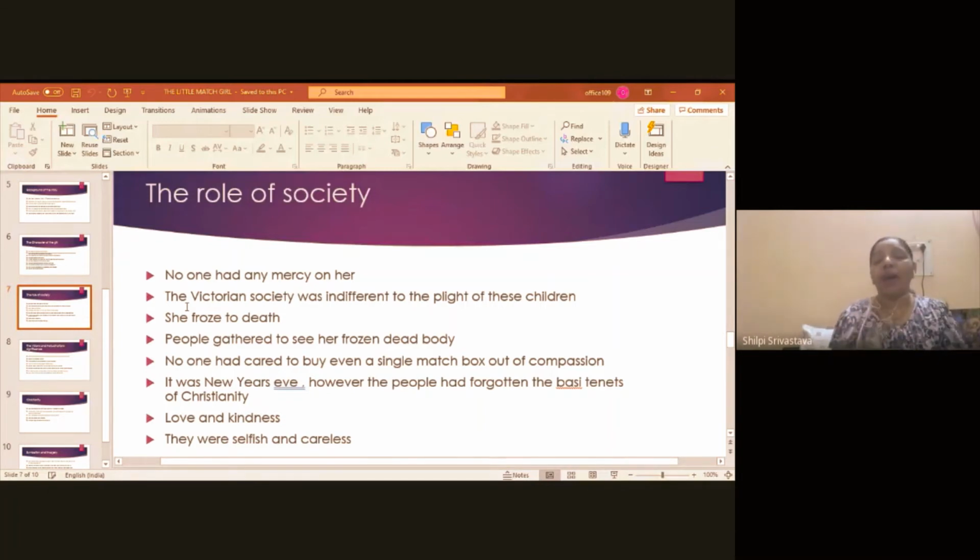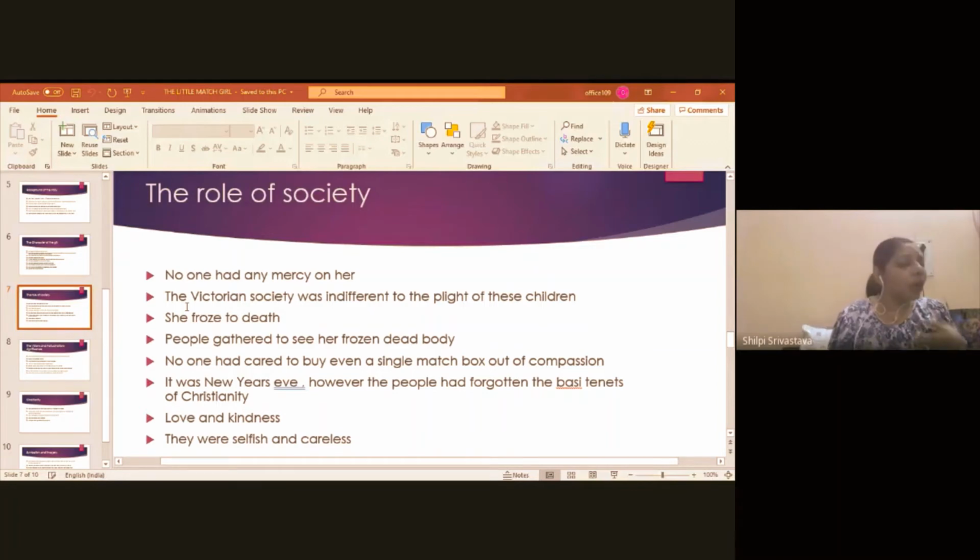So somebody remarks that the girl, poor girl, was trying to keep herself warm. So this means that even before, when she was trying to sell her matches the previous evening, people had not taken care of her. People had not even noticed her poor condition.